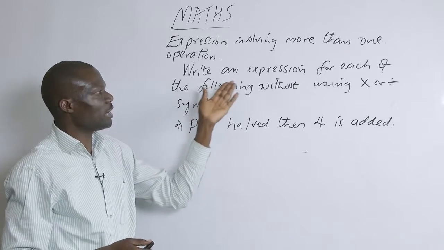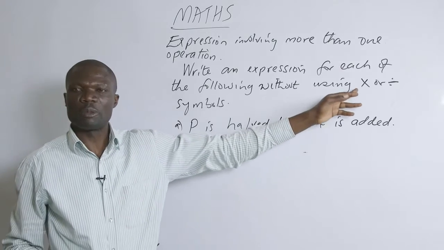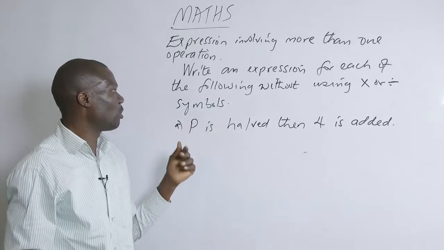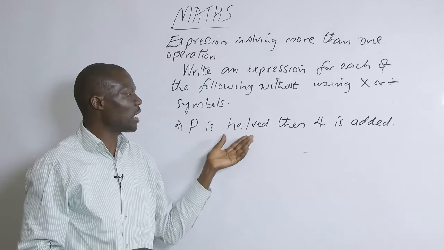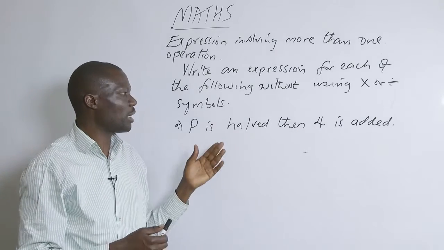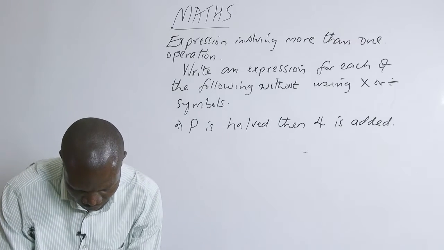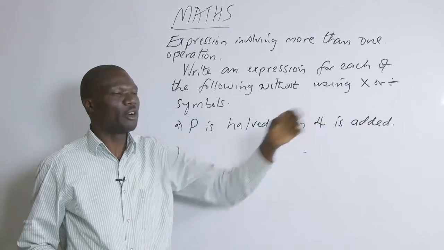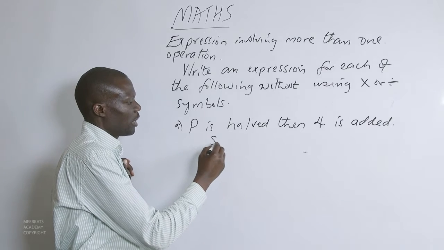Now, the question says, write an expression for each of the following without using the multiplication sign or the division sign. The symbols that we are supposed to avoid are those. So the question is, P is halved, then 4 is added. Remember, we are supposed to avoid the multiplication sign or division. So we have the solution here.